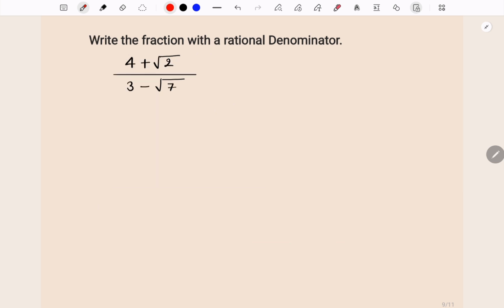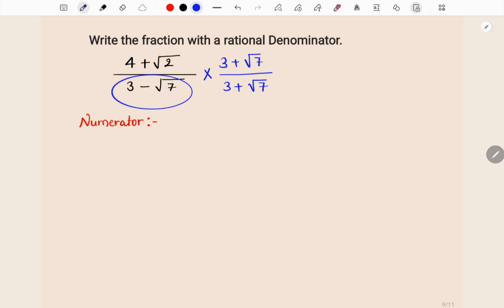Okay, now let's solve this next question. Here we also need to rationalize the denominator. Look closely, we have 3 minus root 7 as the denominator. So what will be its conjugate? 3 plus root 7, right? So we need to multiply with 3 plus root 7, top and bottom. So 3 plus root 7 over 3 plus root 7.